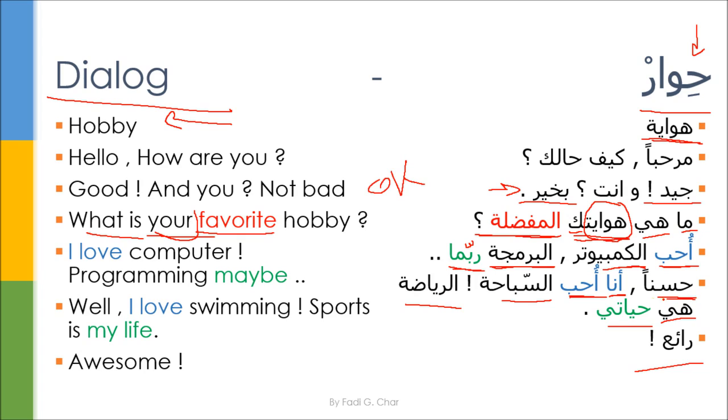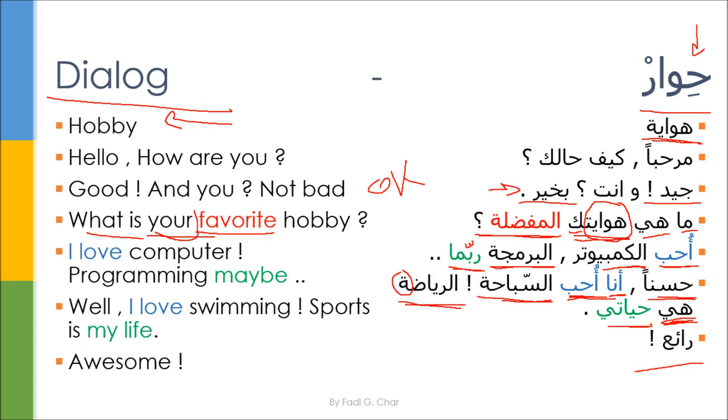حسنا, this means well, or you can say okay. So حسنا, that's the word. And then you say أنا أحب, I love, السباحة, which means swimming. السباحة. Okay? Now, الرياضة هي حياتي. الرياضة means sport. So الرياضة is a female, and you can notice that the word is female from the ending. So الرياضة هي, that's why I'm saying هي, not هو.